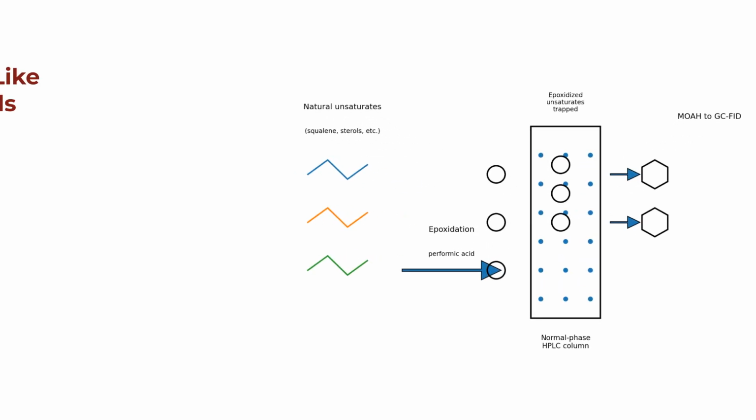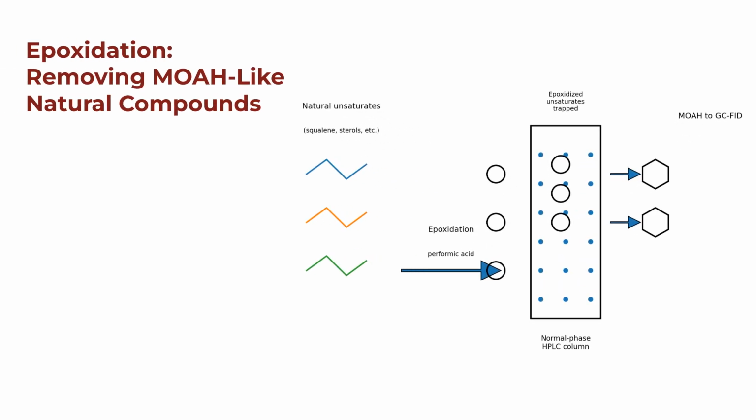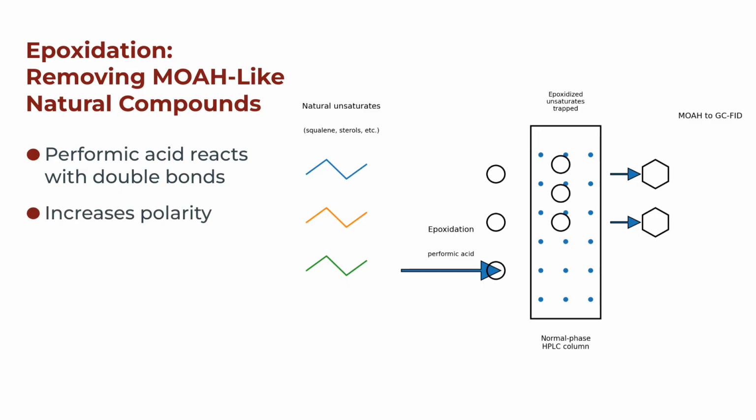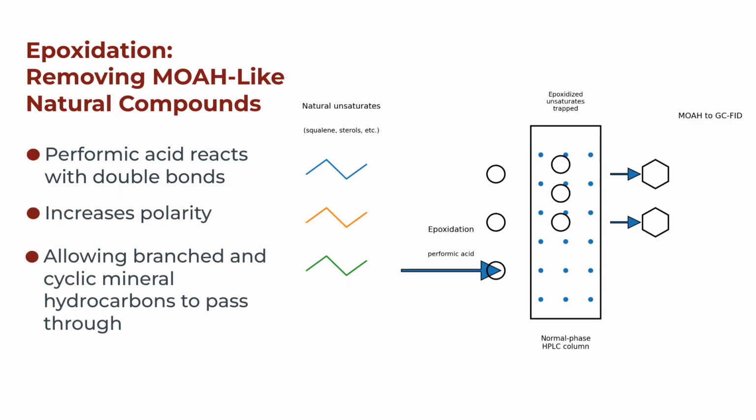For the MOAH fraction, natural unsaturated compounds like squalene and sterols can interfere. So we apply epoxidation. Performic acid reacts with double bonds, which increases polarity, allowing the natural unsaturates to get trapped in HPLC, which then allows the aromatic hydrocarbons to continue to the GC-FID for analysis.